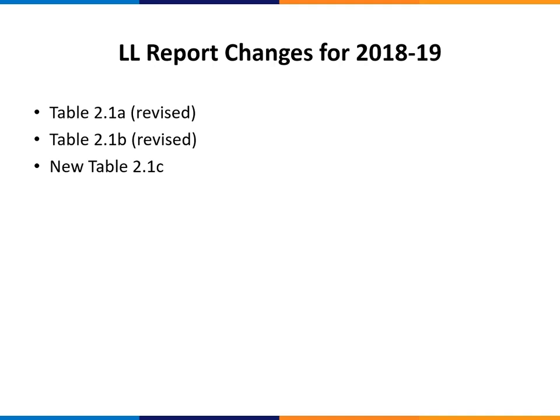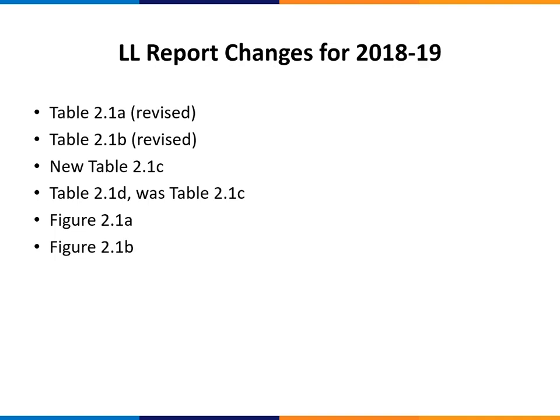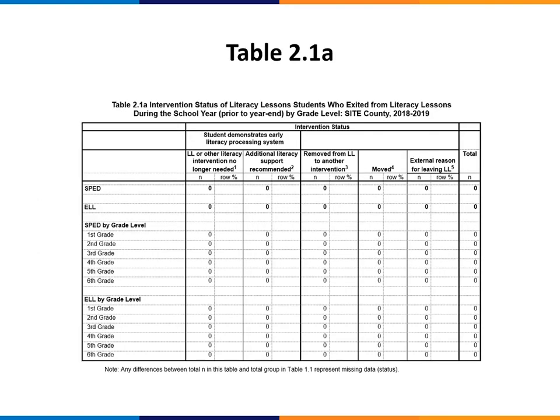We have also a new Table 2.1c, and what was Table 2.1c has moved to Table 2.1d. And then figures 2.1a and b report the end of intervention status categories. So once again, since we have some new intervention status categories, those have been updated to reflect the new usage of the end of intervention status categories. So let's go ahead and take a look at an example of Table 2.1a.